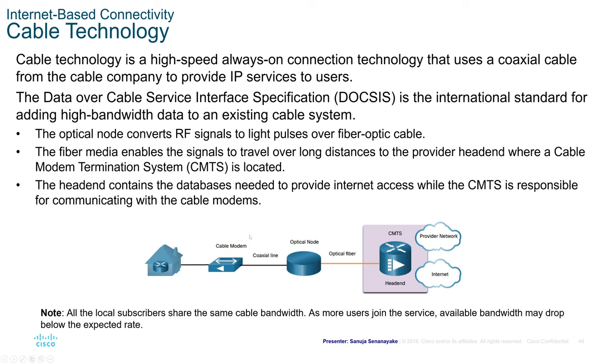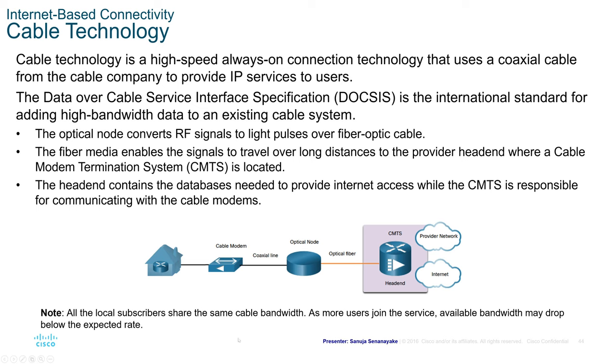On the bottom of your screen, you have a diagram describing what we have just discussed. We have a cable modem on the end user side, and that will have a coaxial cable to an optical node. Then that optical node will have an optical fiber connection to the CMTS at the head end of that network. And that is what allows this WAN topology to work.